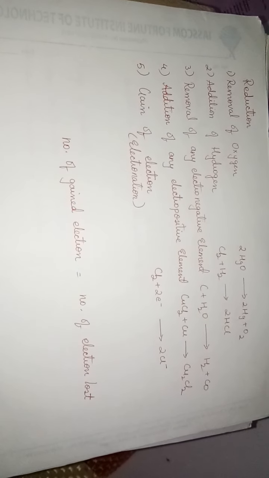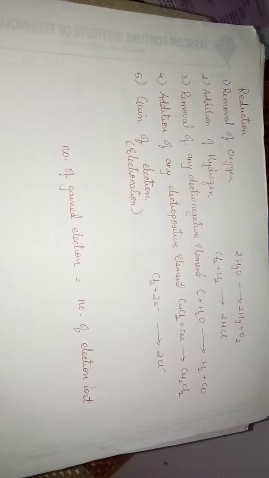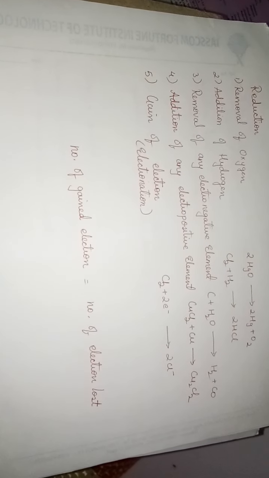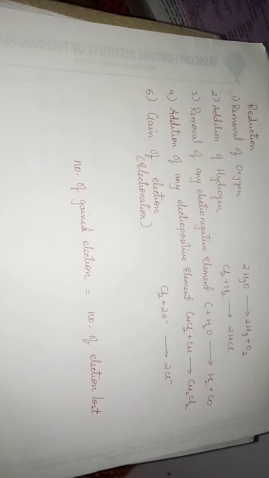So one more term I would like to explain here. Oxidants are the substances which can accept electron, and reductants are the substances which can donate electron. So in a redox reaction, oxidant is reduced by accepting electron and reductant is oxidized by losing electron. Is it clear till oxidation and reduction?